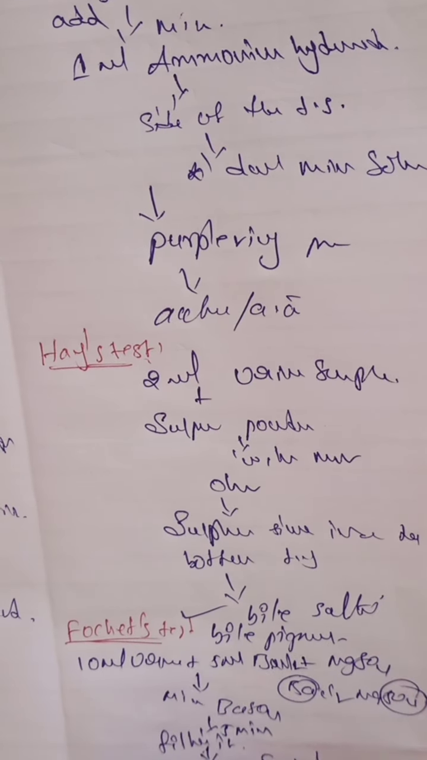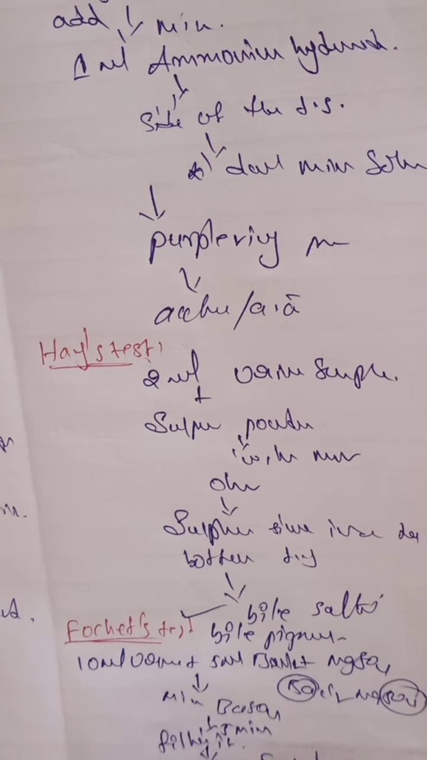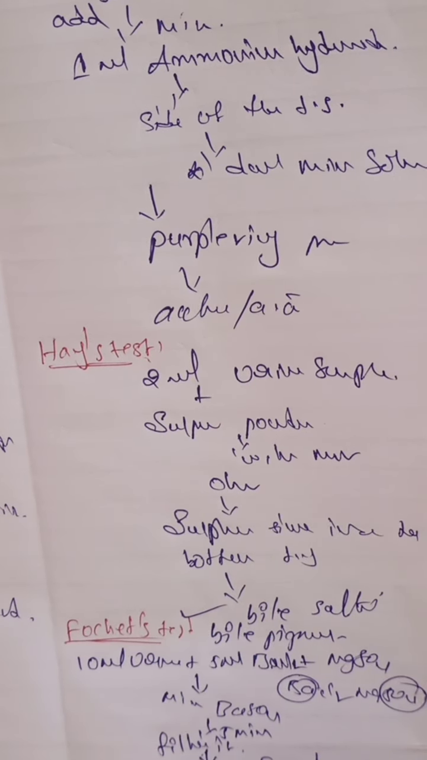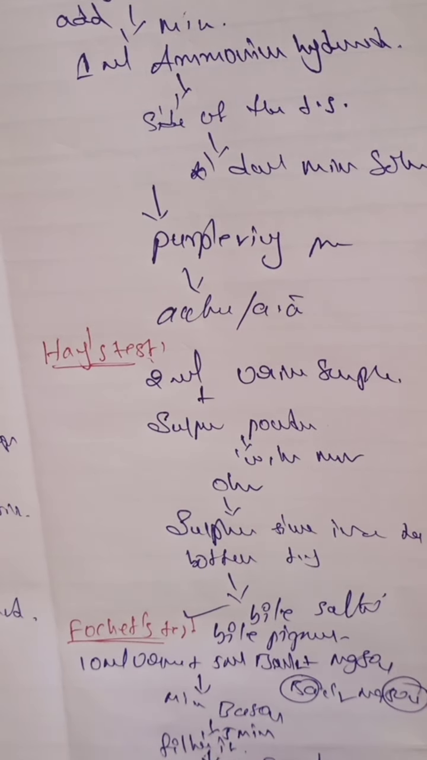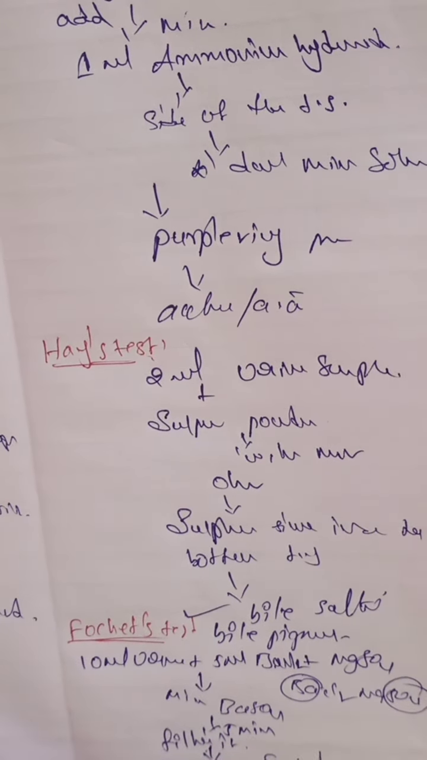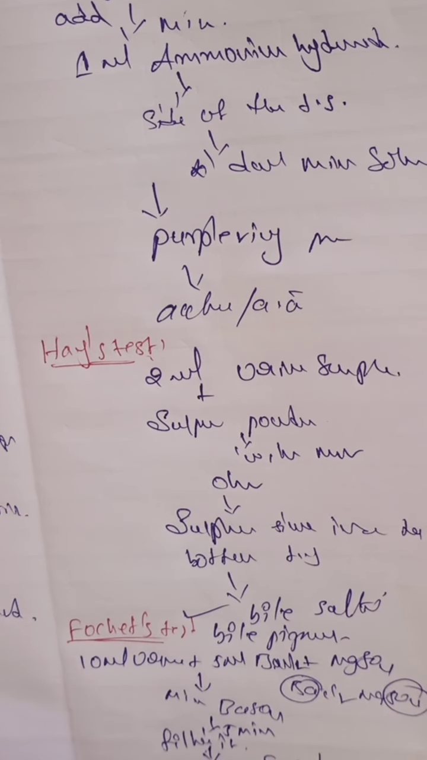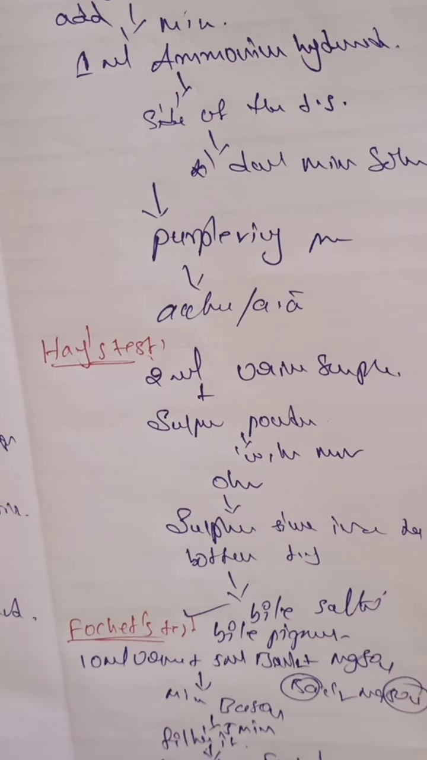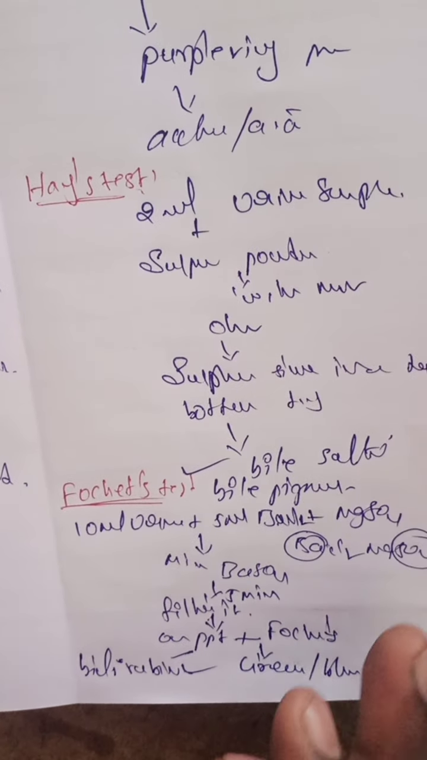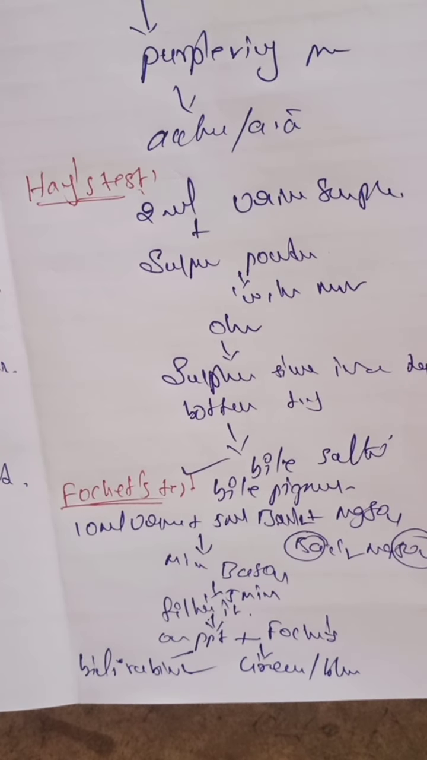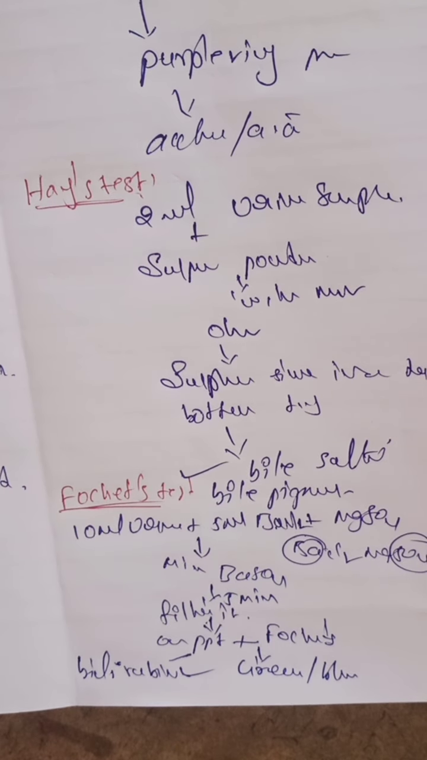It finally produces a green or blue color. The green or blue color indicates bilirubin is present in the given urine sample. This is Fouchet's test for the determination of bile pigments or bilirubin.